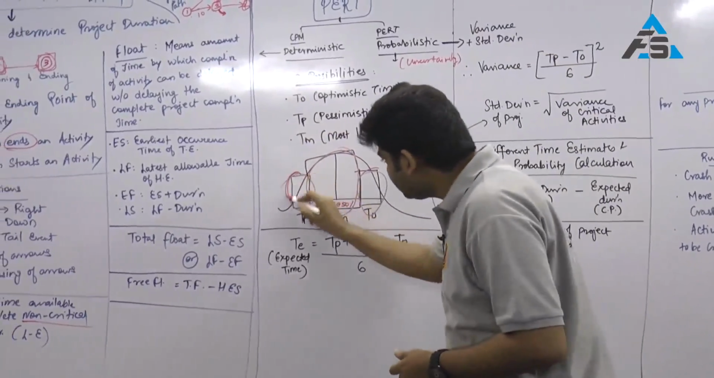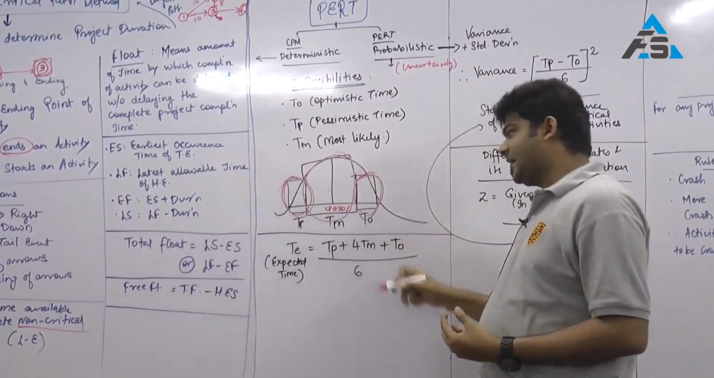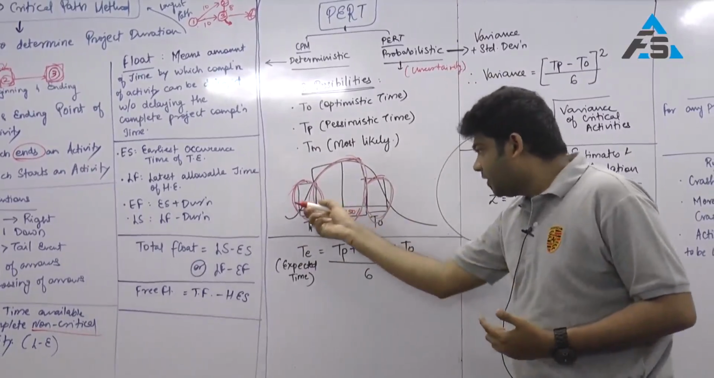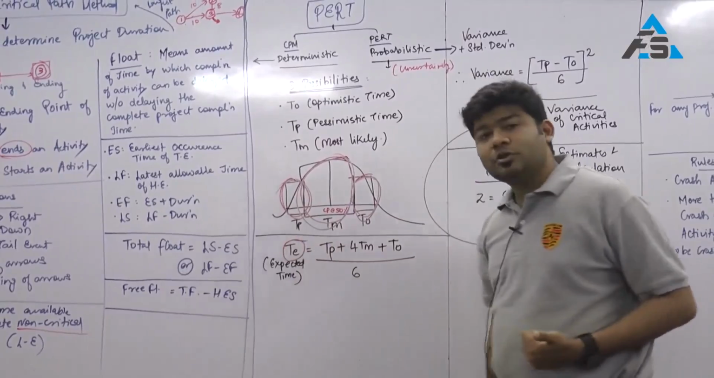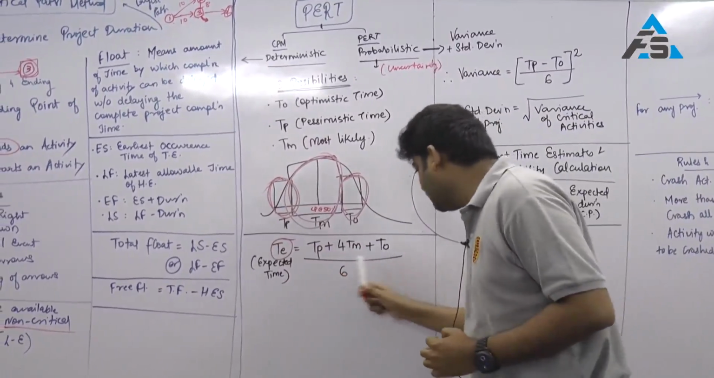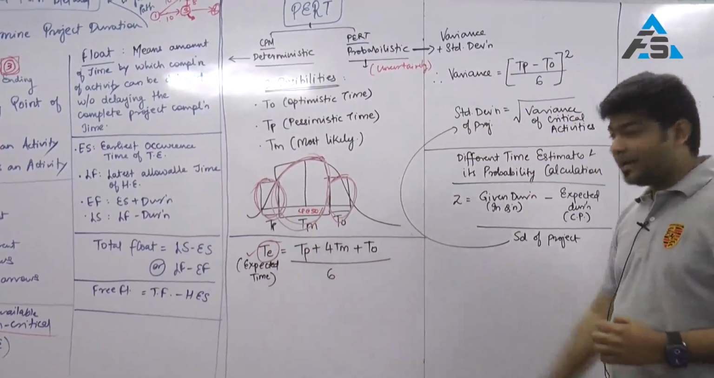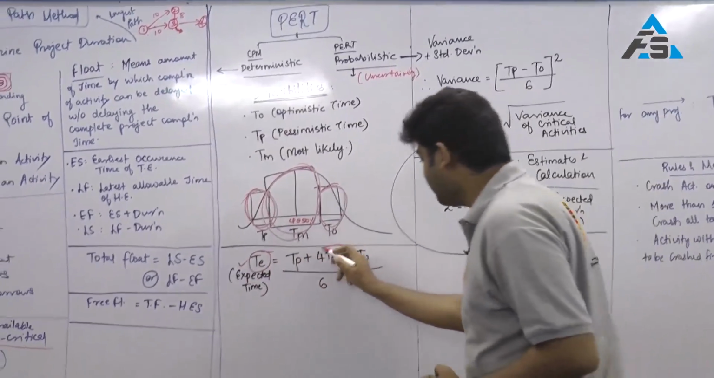Now, pessimistic time has a little chance. TO, optimistic time, has a little chance. Majority chance is that of TM. So therefore a combination of TP, TM and TO will give us T, which is also called the expected time, which is TP plus 4 TM plus TO upon 6. This is nothing but my expected time called TE. So T is equal to TP plus 4 TM. Why 4 TM?